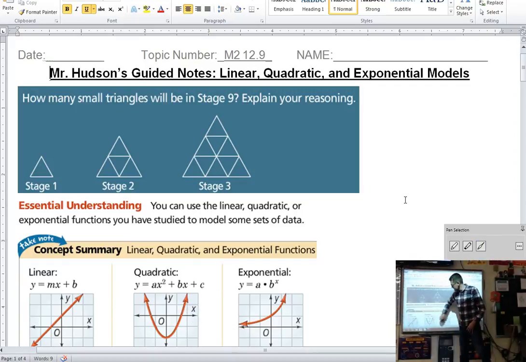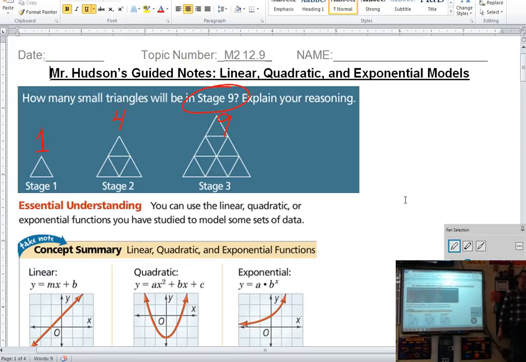So if we look at this stage function up here, we're saying this is a function. We have input 1, input 2, input 3. My inputs are my stages. So input 1, I get an output of 1. Input 2, I get an output of 4. Input 3, now my bottom layer, well, I still have 4. Really, I'm just adding on a new bottom layer every time. So I have my 4 triangles plus 5 more. I get 9.